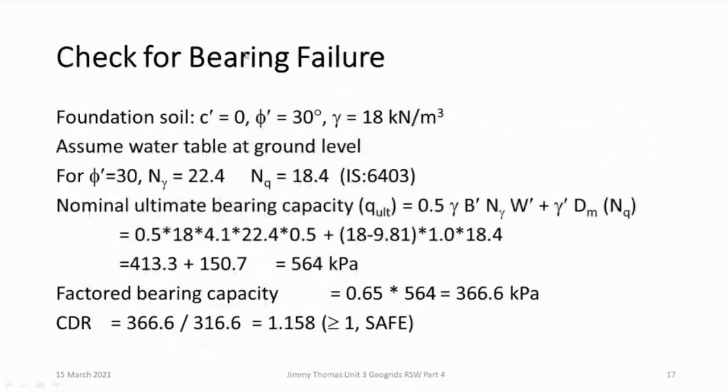Now we have to calculate the ultimate bearing capacity. For the foundation soil, we have the data: c is 0, gamma is equal to 18. Then, assuming the water table at ground level, let us assume the worst possible situation. For phi equal to 30, we can get the bearing capacity factors. I have taken this from IS 6403.